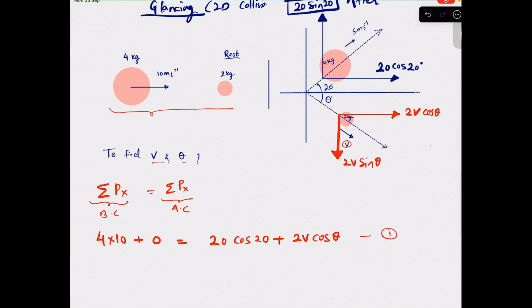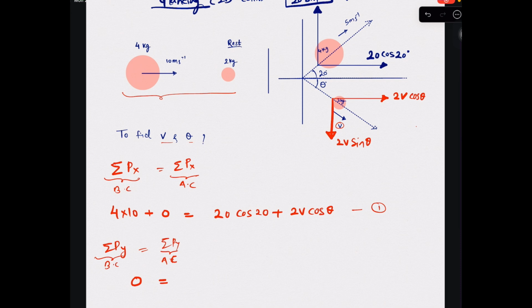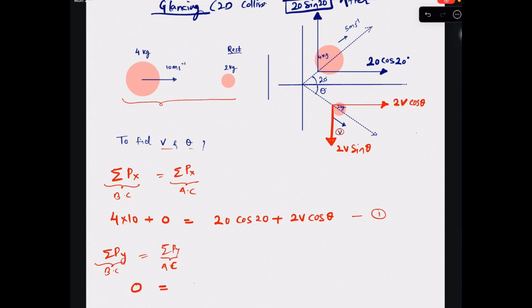That's equation number 1. Similarly, I'll write the momentum in the y direction before and the momentum in the y direction after, and I'll get this equation over here. Since the momentum of the 4 kg and 2 kg objects before collision is 0, I'll put it as 0, which must equal the momentum of the 4 kg object after collision, 20 sin 20, and then the second object's is minus 2v sin theta. So I have this equation number 2.